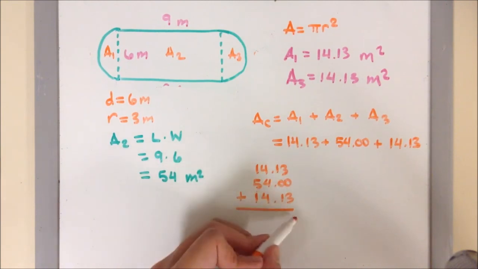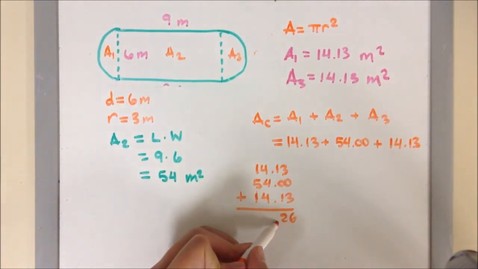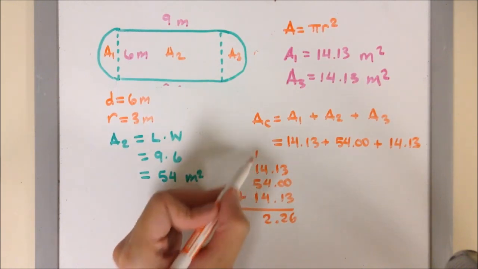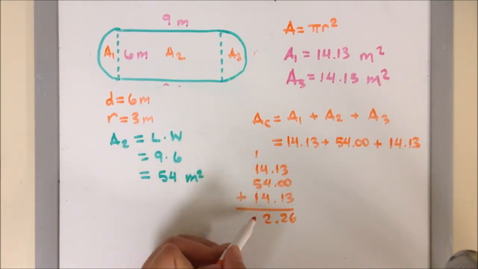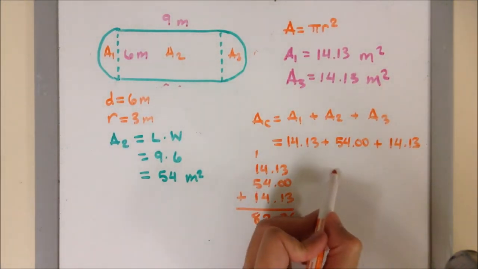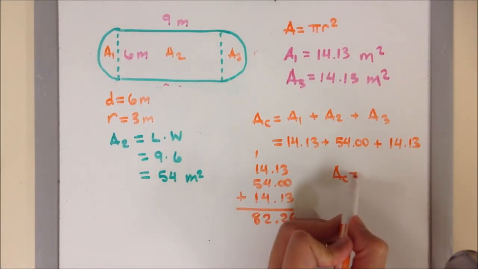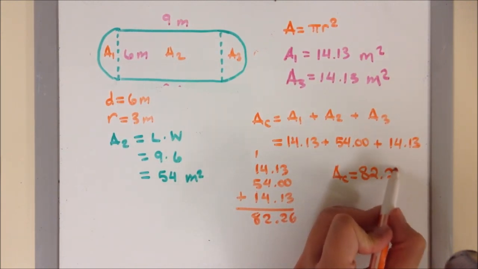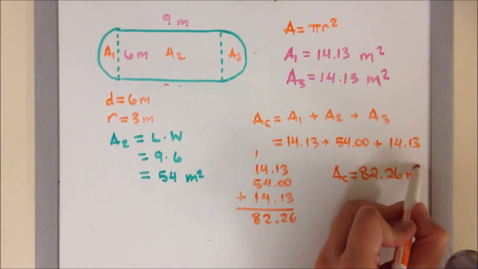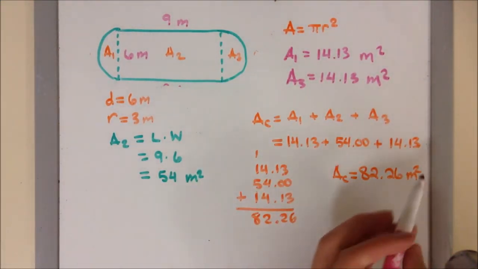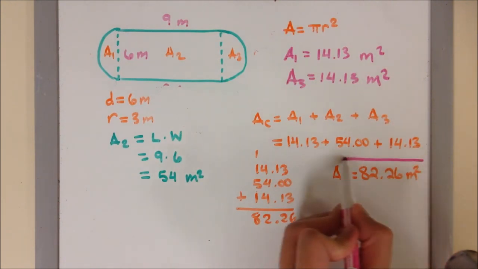So when I'm adding, this is 6, this is 2, 4, 4, 4, that's going to be 12, carry the 1, 1, 2, 3, plus 5, that's 8. Alright, so therefore, my AC is equal to 82.26 meters square. So that's my final answer for this composite figure.